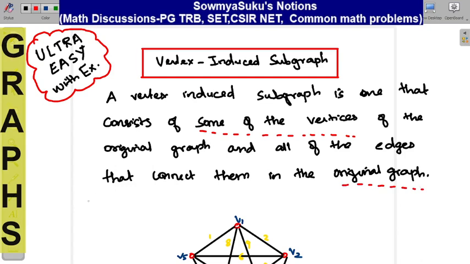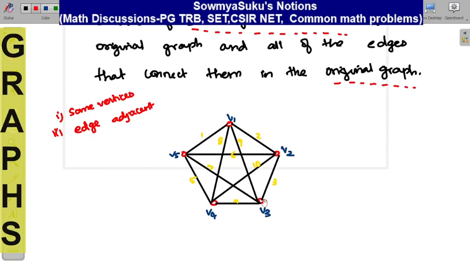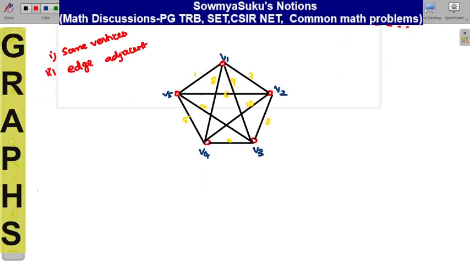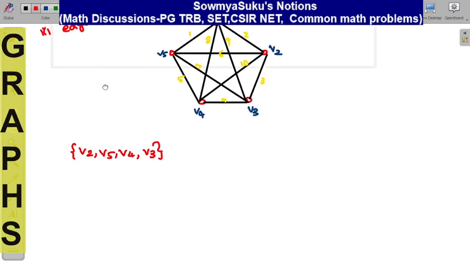So for the vertex induced subgraph, the first step is you have to collect some of the vertices from the original graph. And the second step, what are the edges that are adjacent in the original graph, that we have to draw here. So you can see with an example, this is an example that is K5, complete graph K5. So I am selecting some of the vertices, namely V2, V5, V4, V3. So 4 vertices I am taking here. So I have to draw the 4 vertices.